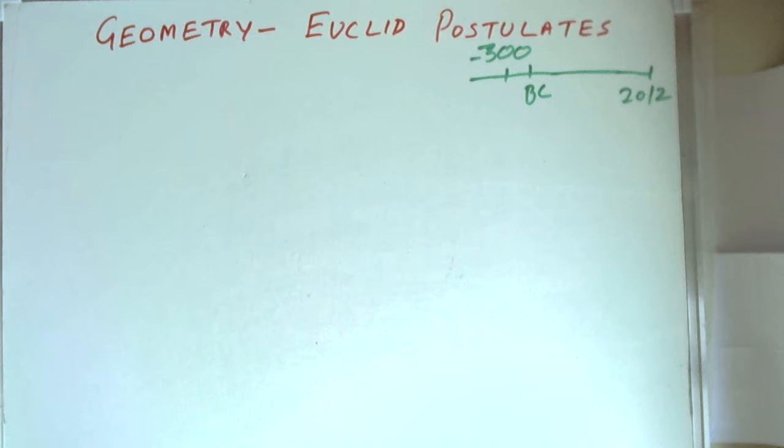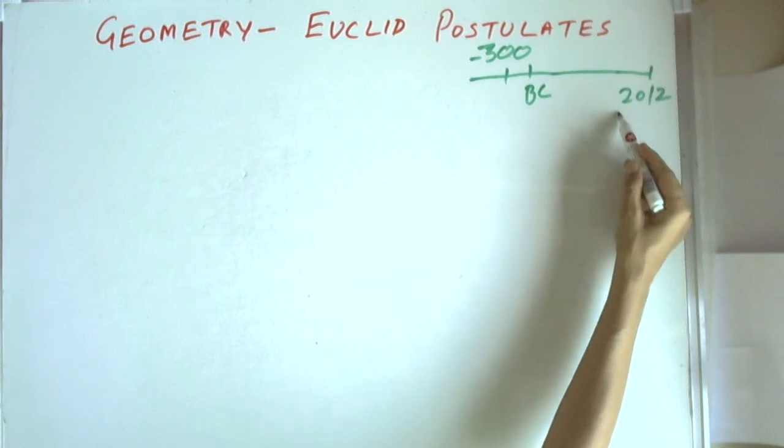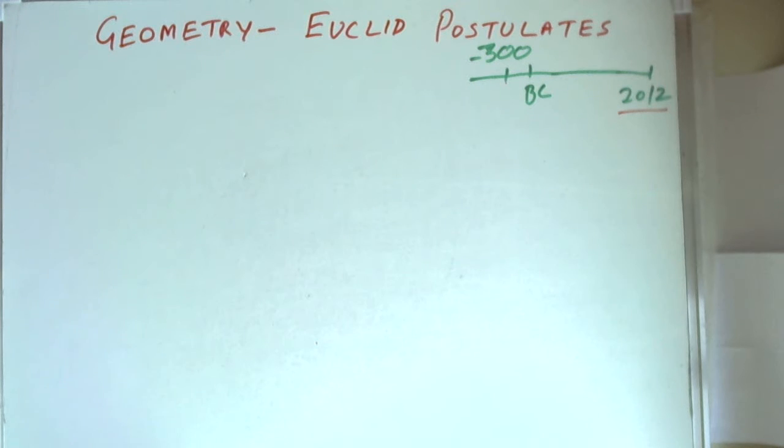So, as we know, Euclid was a Greek mathematician born 300 years before Christ. If you look at the timeline, as we have seen in the earlier video, it was 300 years before Christ, and today we are in year 2012. So we are talking of 2300 years from now. That was the time he was born. And he documented the basic aspects of geometry, the knowledge which was available at that point of time, and he gave us the 5 basic postulates.